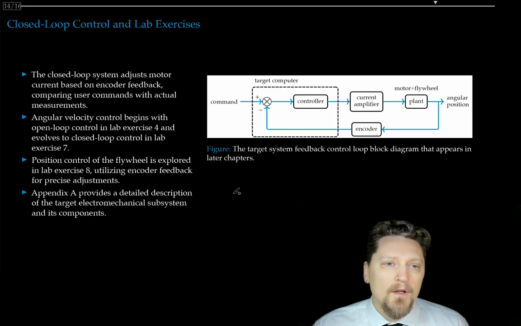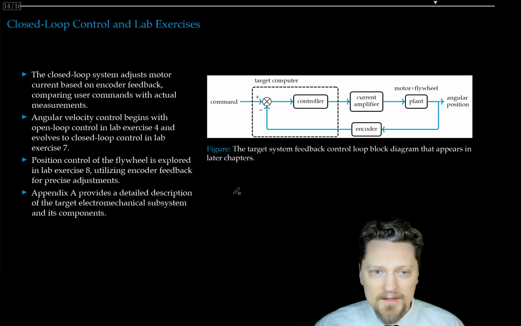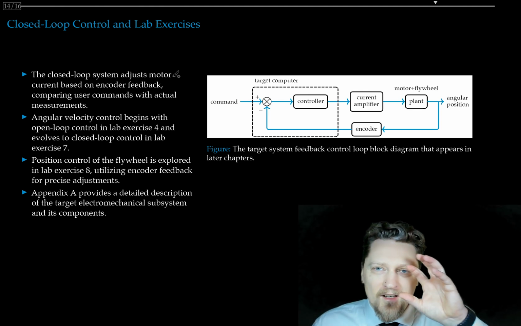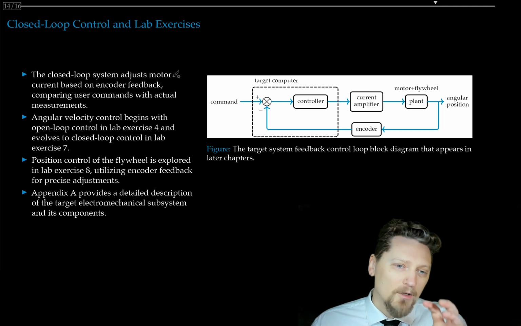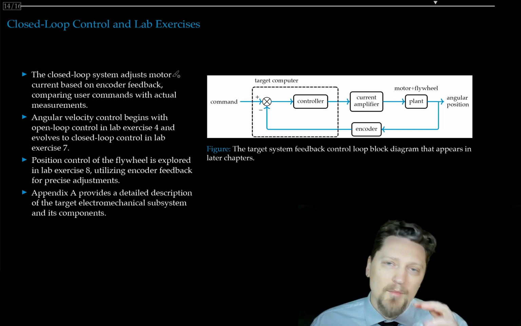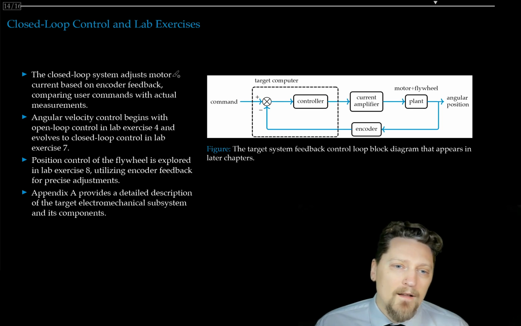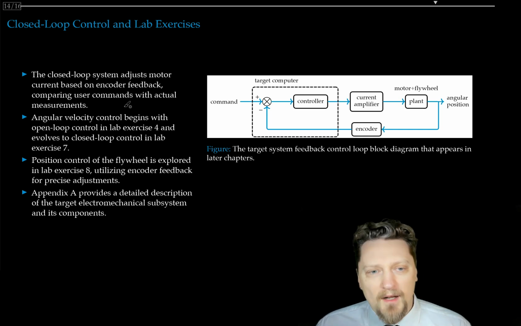Okay. All right, closed loop control and lab exercises. The closed loop system adjusts motor current based on encoder feedback. Remember, we saw we had an encoder on the back of the motor, and that encoder is going to provide us feedback about the angular position that the motor is currently at. So with this feedback, comparing user commands, what's the commanded angular position, with actual measurements of that angular position.